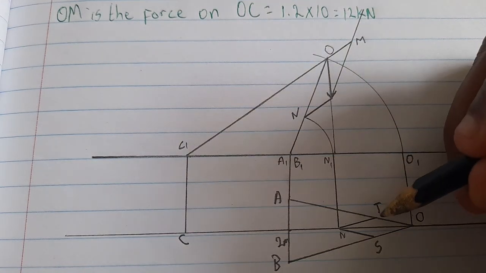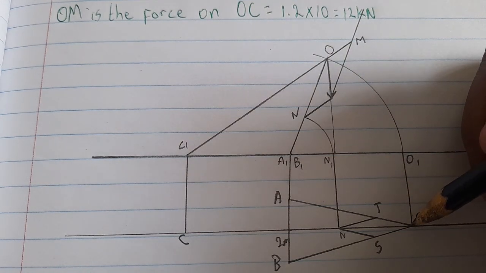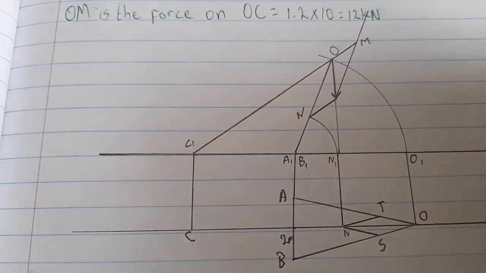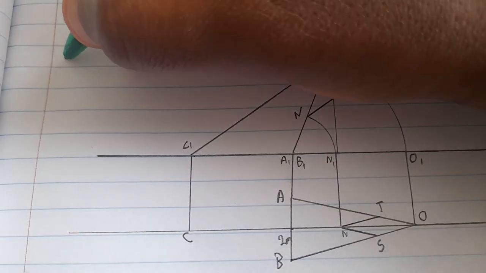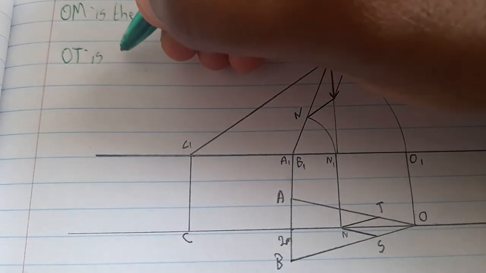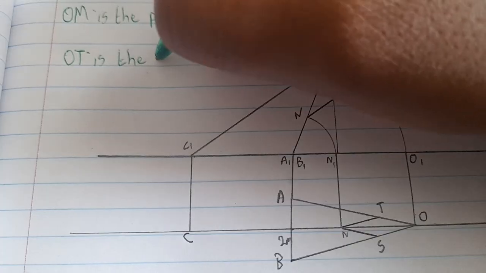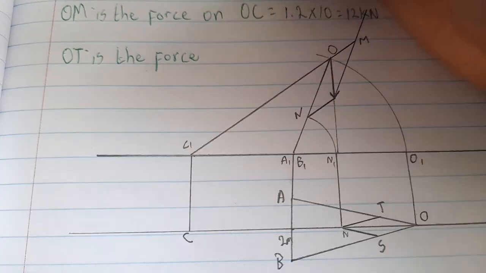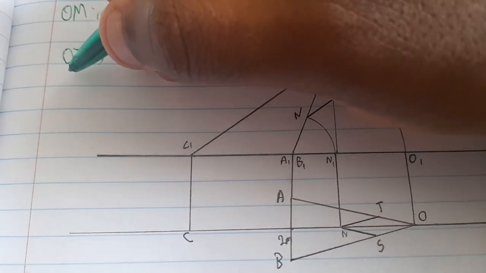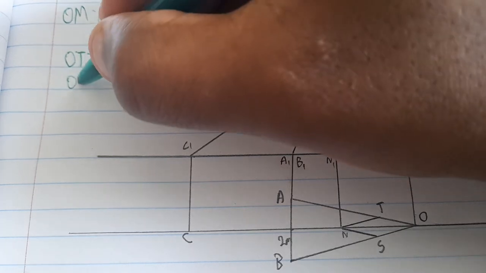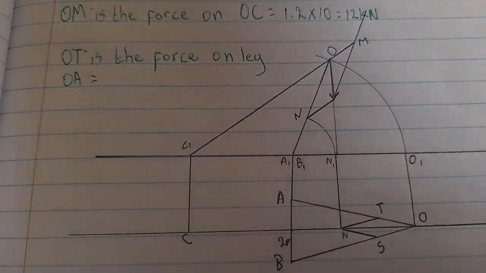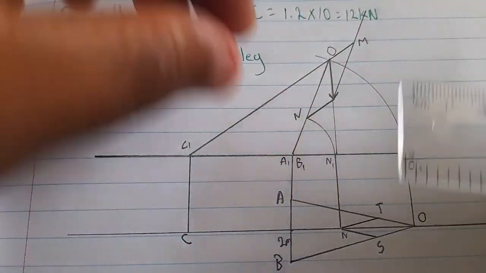So OT is actually the force on the leg OA. Okay, so we can go ahead and write that down. So we're gonna say OT is the force on leg, I'll write it down here, OA, which is equals to, now we need to measure it. We'll take our ruler, we'll measure it, OT.